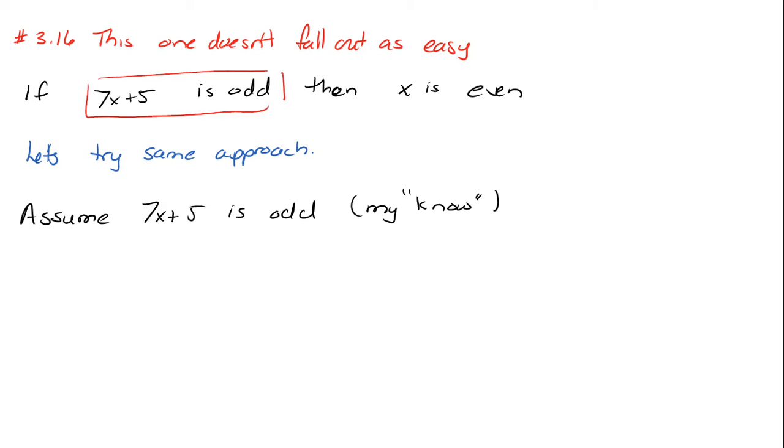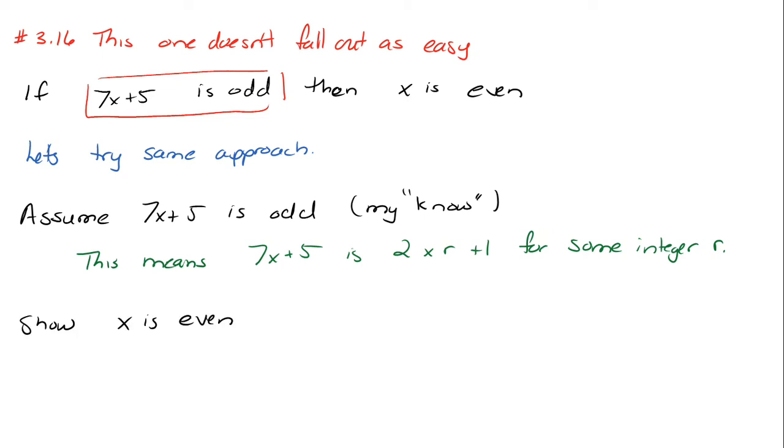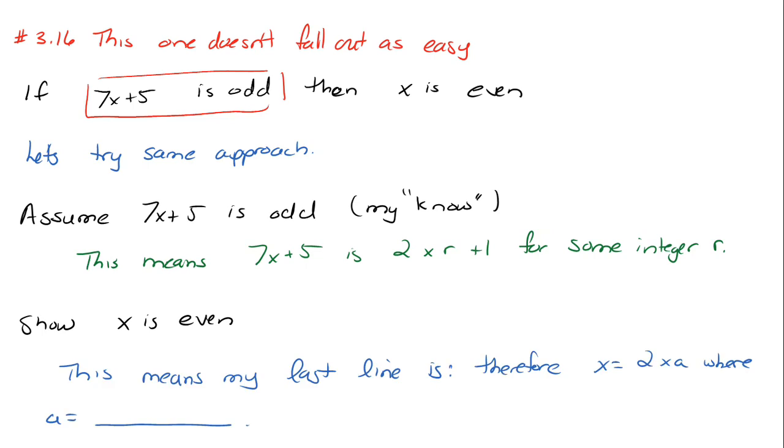So what I'd like you to do in class is to assume 7x plus 5 is odd. That's my know. That means that 7x plus 5 is 2r plus 1 for some integer r, as we did in the last proof. And I'm supposed to show x is even. That means my last line is supposed to be, therefore, x is 2 times a, where a is, and I have to fill in the blank.